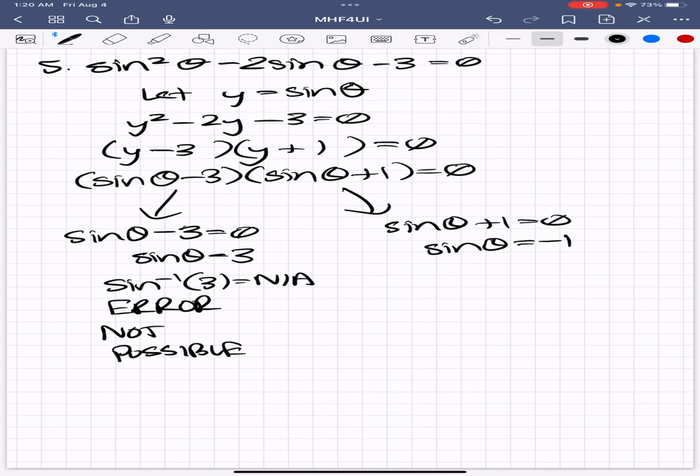So the reason why the 3 didn't work, I know we just went over this, but sine only goes up to 1 and negative 1 for the y values. 3 will not work because it does not reach 3 within the y values. Negative 1 will work.